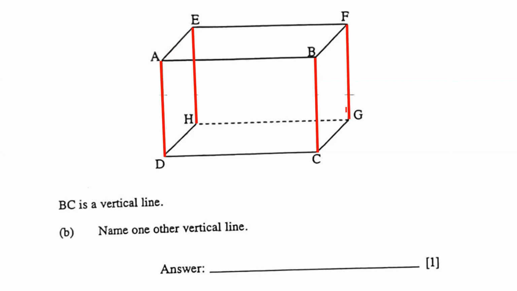And so what that means is that other vertical lines that we can name are AD, EH, okay, and FG. All right, you could choose any one of them, but you only want to choose one. So again, BC is vertical, AD is vertical, EH is vertical, and FG. All of them are vertical lines. So we're going to choose one of them, and I chose FG. Okay, let's move on to the next question.